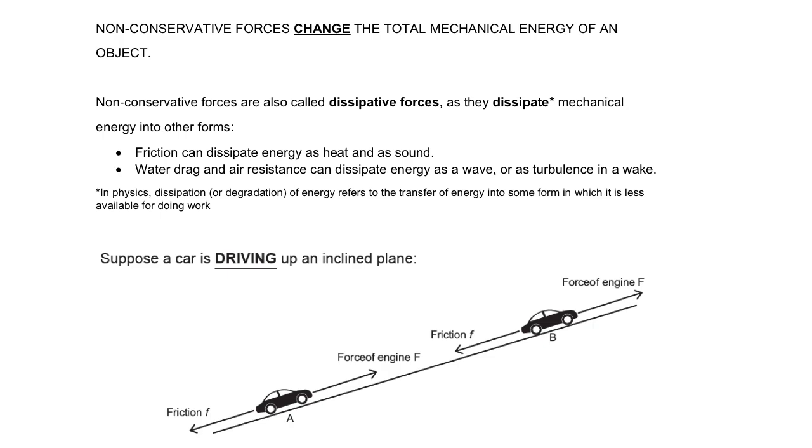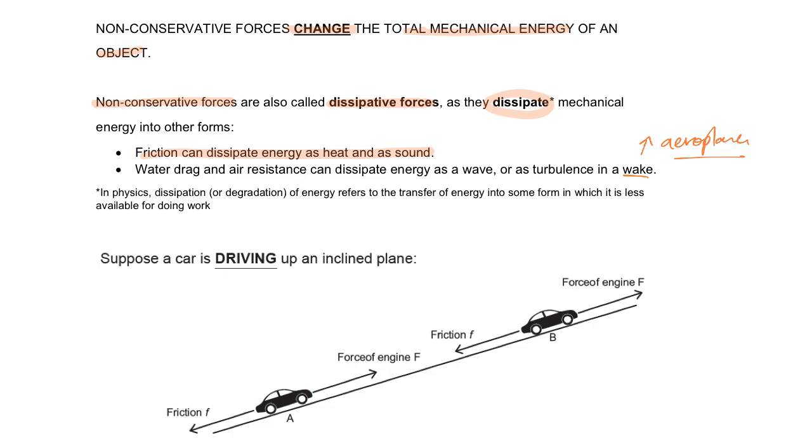Right, I said before, a non-conservative force changes the total mechanical energy of an object. Non-conservative forces are also called dissipative forces, as they dissipate mechanical energy. So friction can dissipate energy as heat and sound. Water drag and air resistance can dissipate energy as a wave or turbulence in a wake. What we mean by turbulence in a wake is when you have turbulence in an aeroplane. Then you've got situations where you have a non-conservative force.